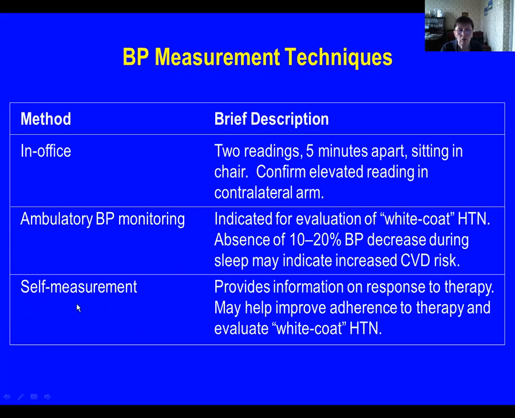Well, and also we use self-measurement of blood pressure. So the patient measures blood pressure on his or her own at home, records these results, and tells about them to the doctor, to the family doctor. And such measurements are also useful. They provide information about response to the antihypertensive therapy.